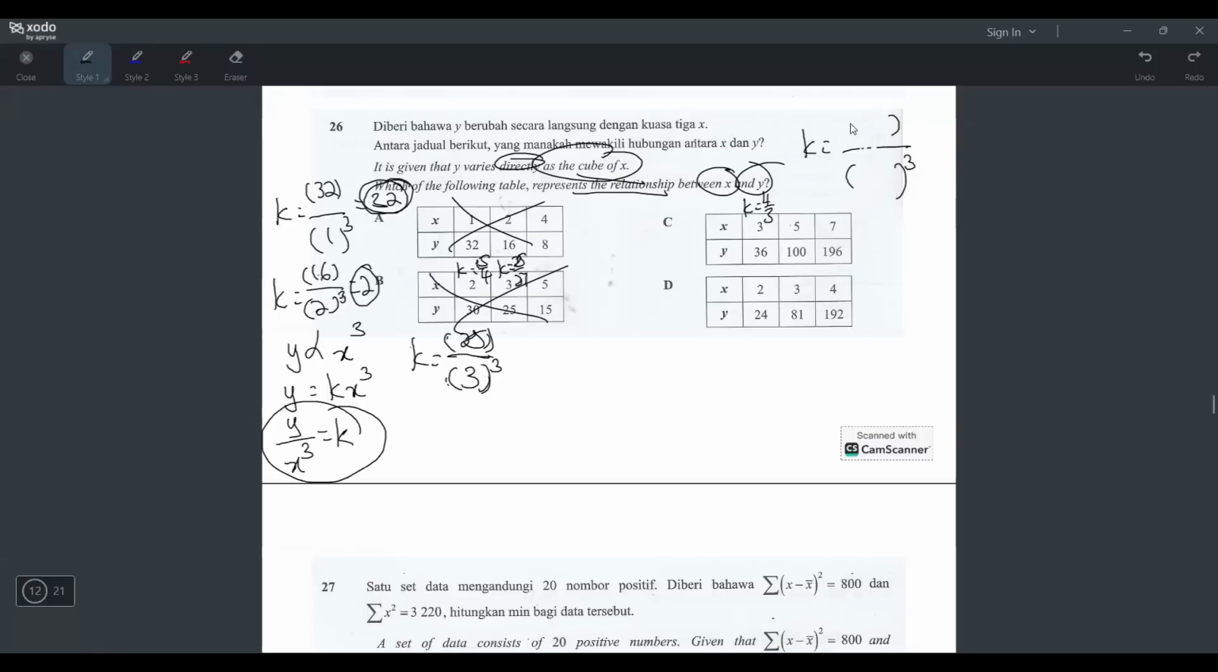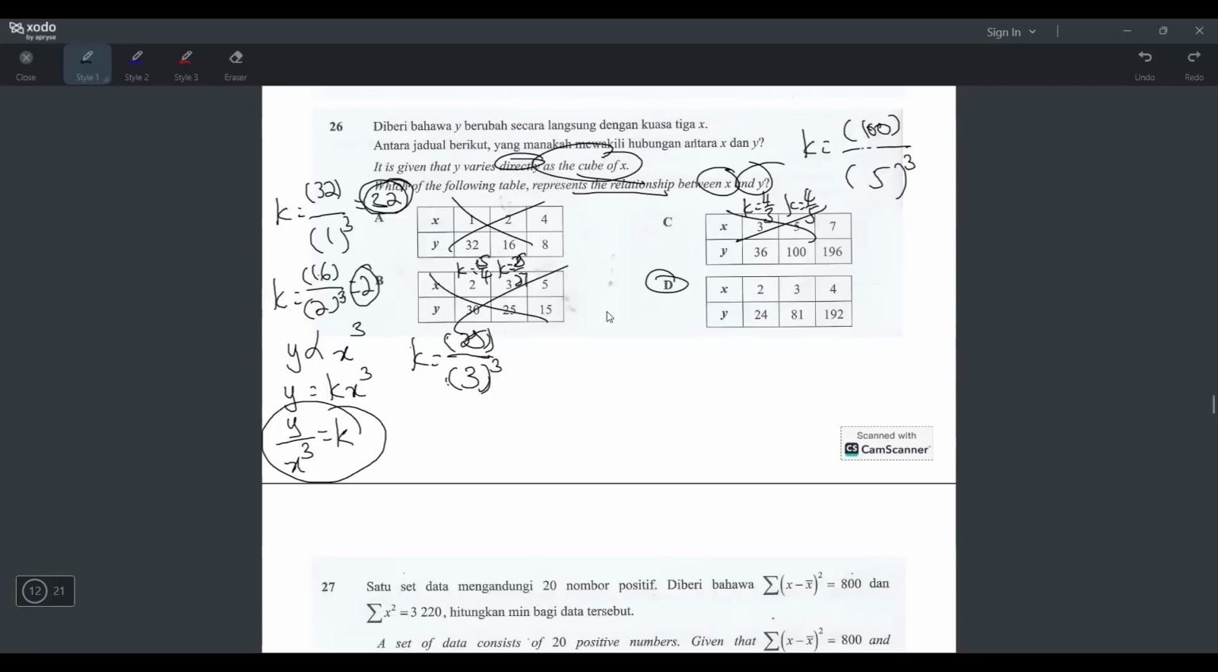Okay, so the y is 100, and then the x is 5. What is 100 divided by 125? My calculator gives me 4 over 5. So you know this is wrong. Why? Because this k and this k are not the same, right? So C is wrong. So the correct answer is D, right?